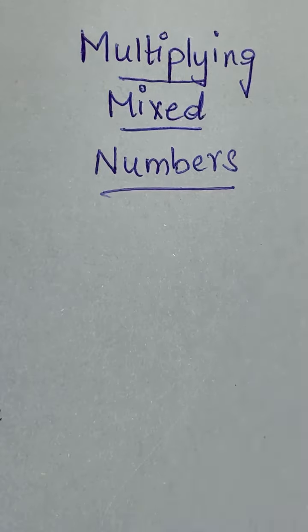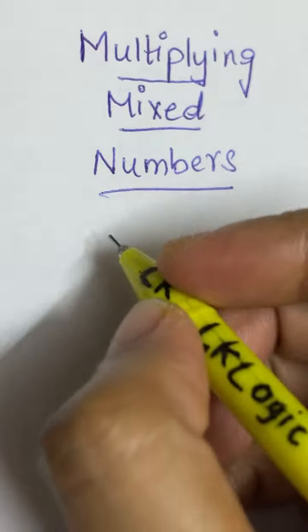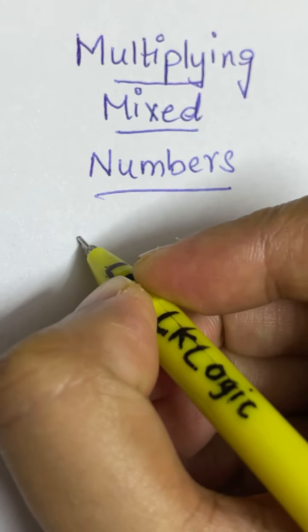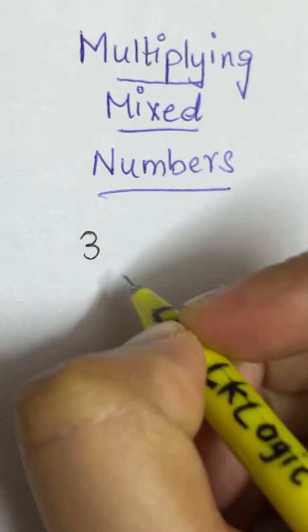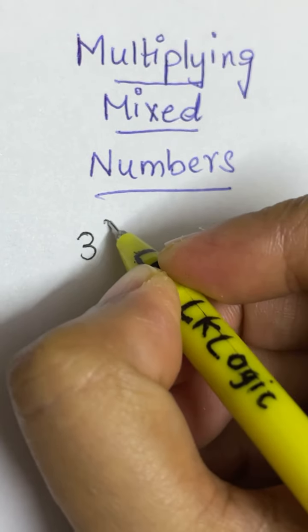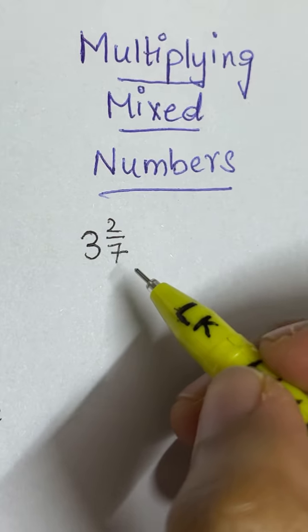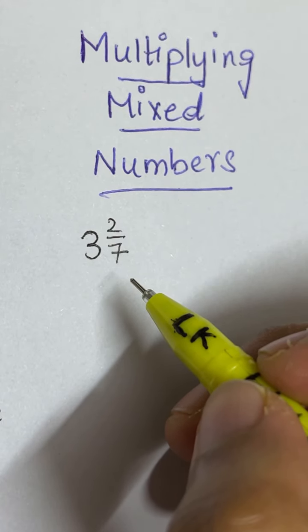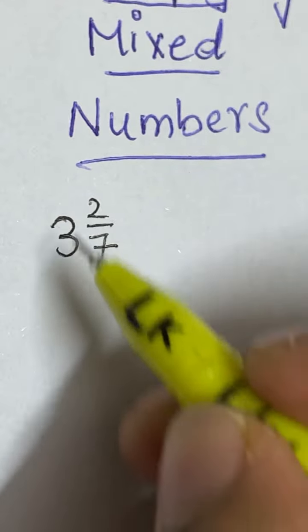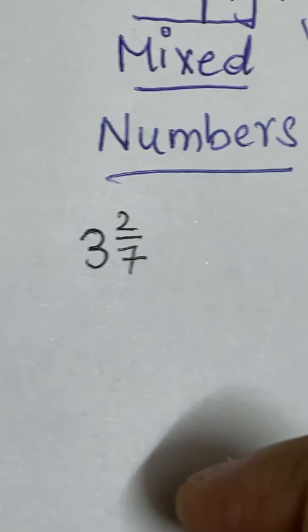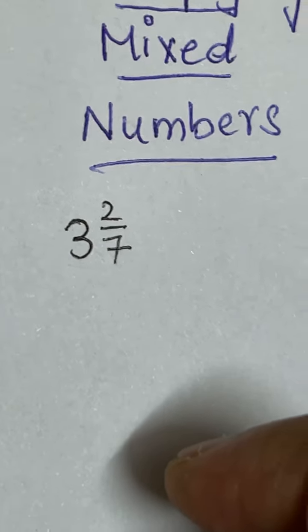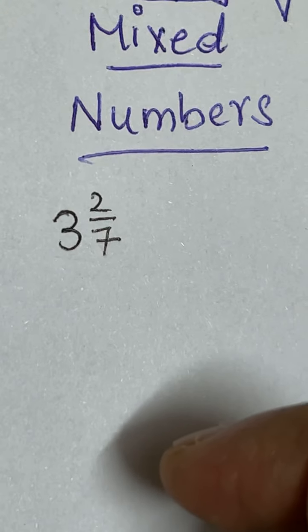What is a mixed number? A mixed number is a combination of a whole number, suppose I have 3, and a fraction. Whenever you have a combination of a whole number and a fraction like this, it is called a mixed number. So we are learning how we multiply mixed numbers.